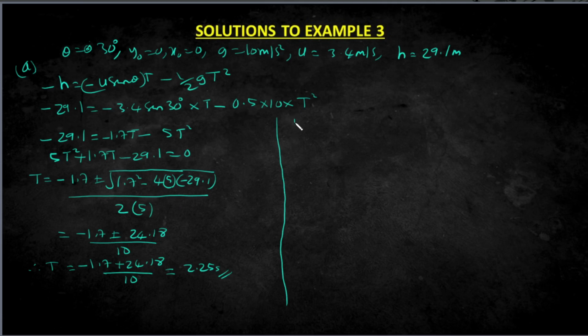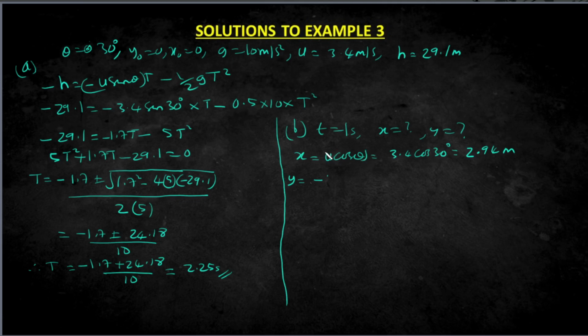Okay, so the B part, just like what we did the other time. For the B part, we have to find the position at 1 second. We want to find x, then we want to find y. To find x, we know it is u cos theta. U is 3.4 cos of 30 degrees. So if you multiply all of these values, you end up going to have 2.94 meter.